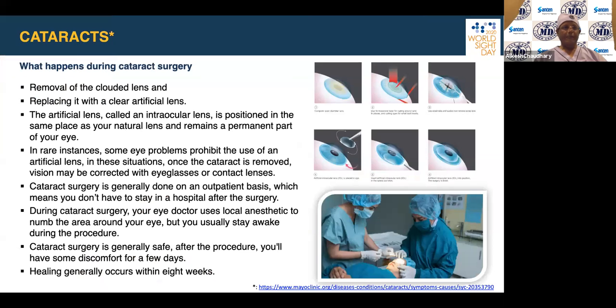So now you see the cataract surgery. Now we have very advanced cataract surgery, with immediate recovery. You can see these are the lenses which are implanted.